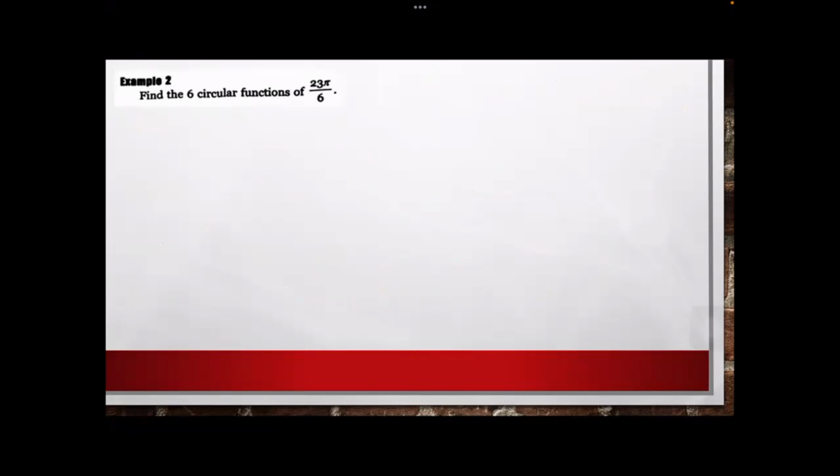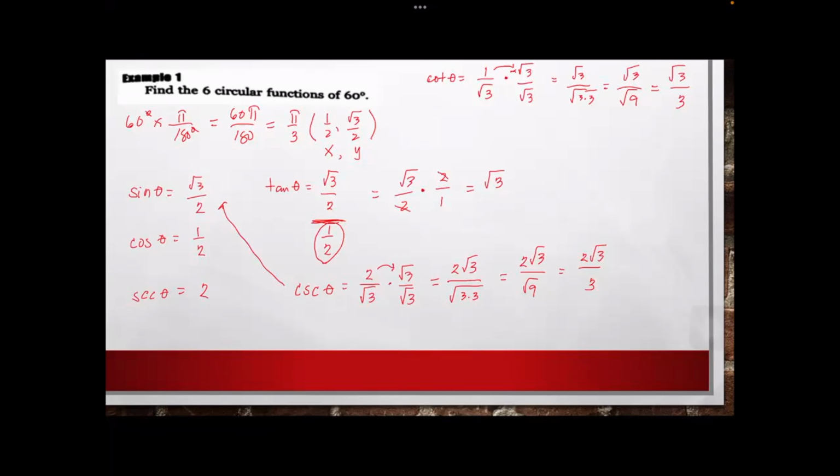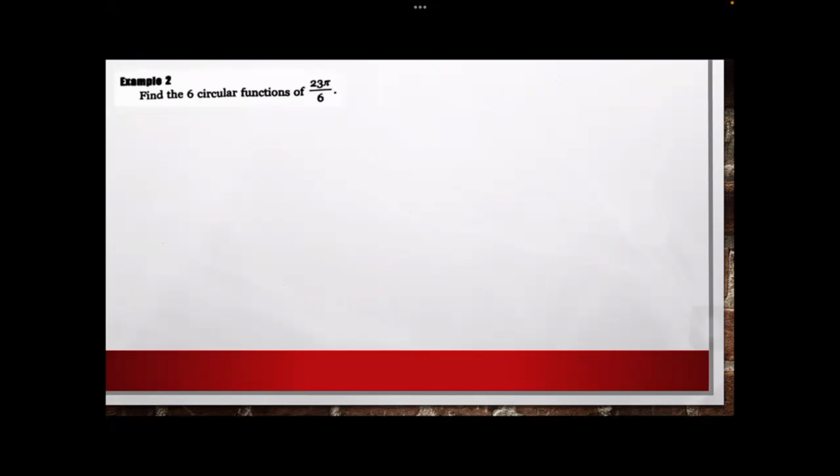Okay, so the next is: find the six circular functions of 23 pi over 6. It's already in radians, so we don't need to convert. The earlier one was in degrees, so we converted it to radians, or into pi. Now it's in radians, but what we'll get is its coordinate. So let's apply the lesson from earlier. We have 23 pi over 6. If you divide 23 pi over 6, what will be the answer? 3.83. So this will be 3 pi plus the 0.83. What is 0.83? This is 5 pi over 6. Okay, this is 5 pi over 6.